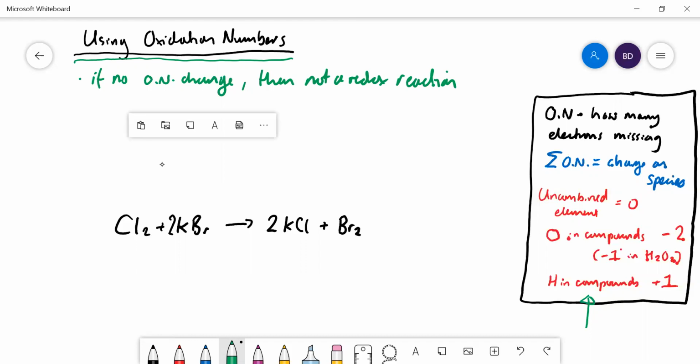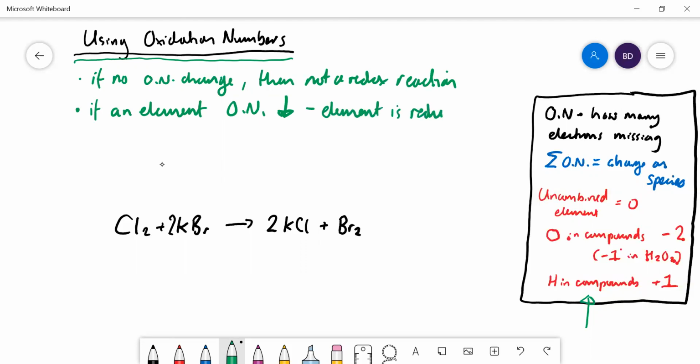Also, in a reaction, if an element's oxidation number goes down, okay, down means reduce, it means that element is reduced in the reaction. And the converse of that, if an element's oxidation number goes up, then that means it's been oxidized.